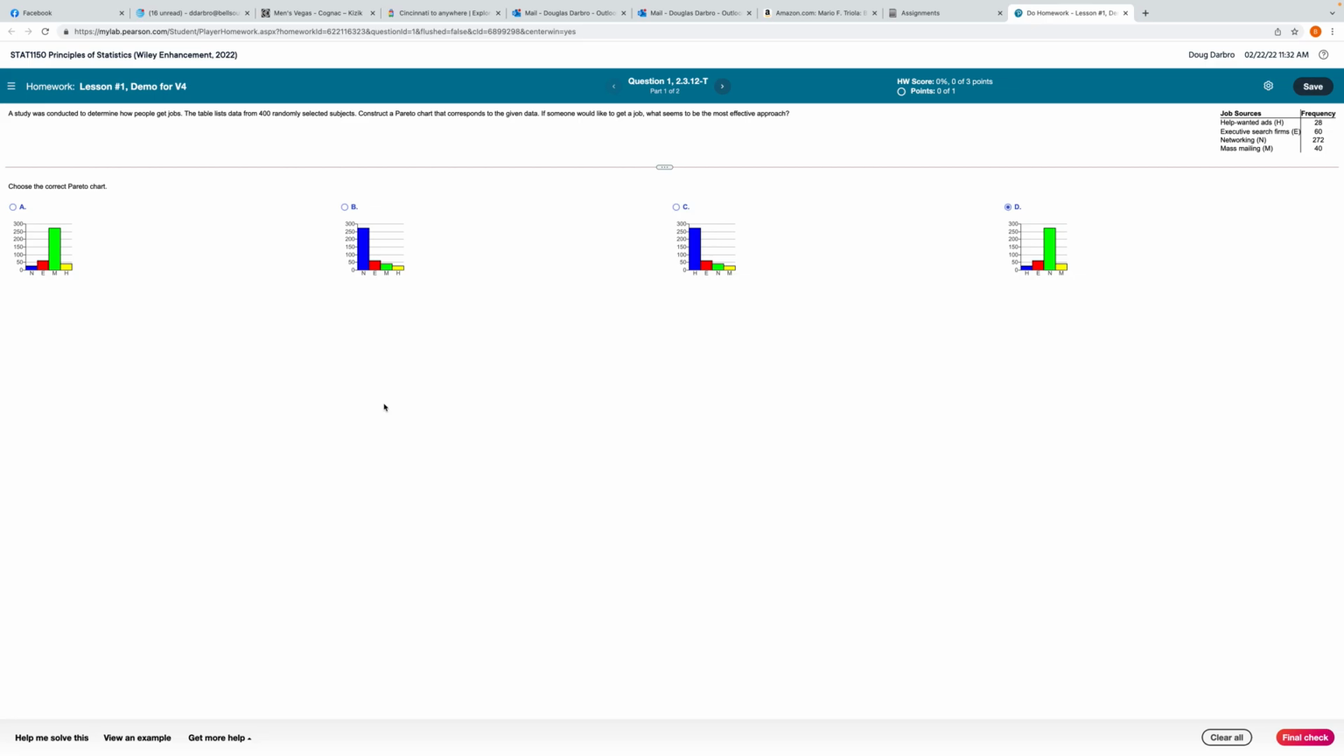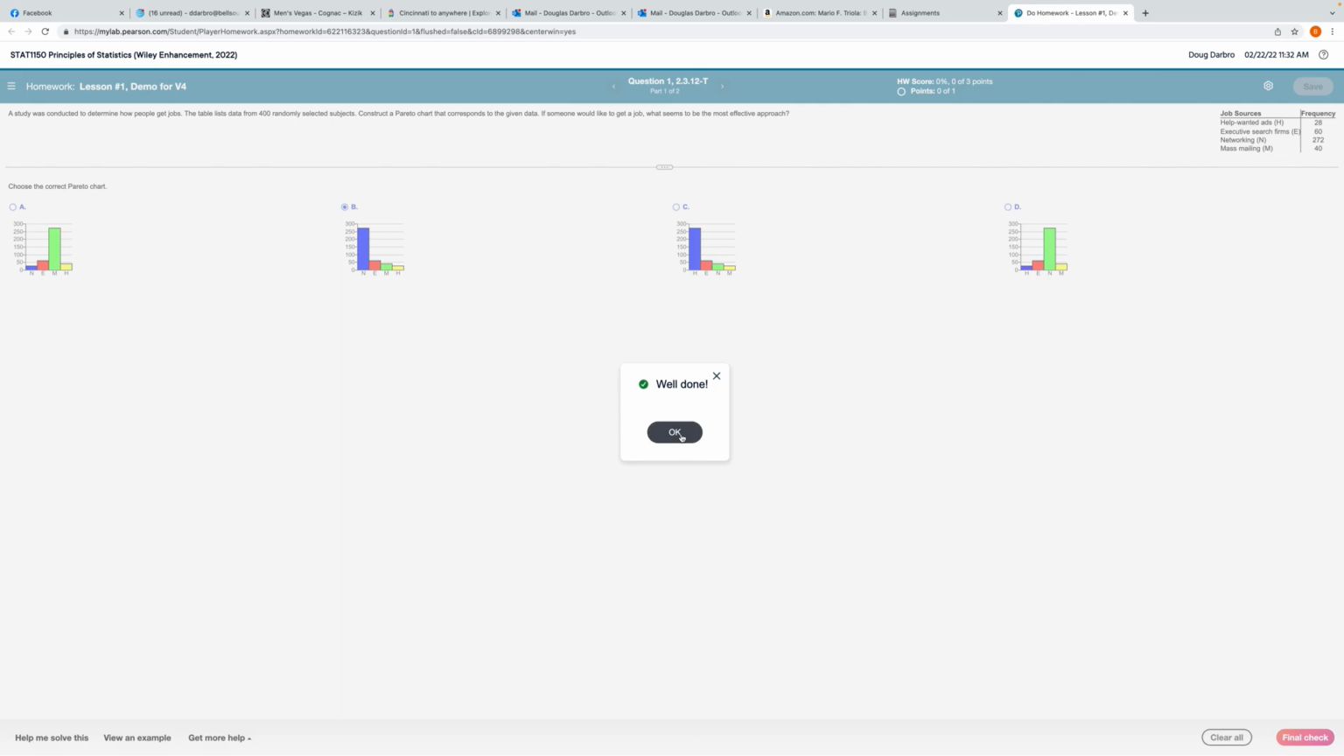Now, by definition of a Pareto chart, we have a decreasing presentation of frequencies. We don't have that here. We start with the lowest, it goes up a little bit, there's the highest, and there's the third, I guess the second highest. Pareto chart: decrease, decrease, decrease, decrease. So this must be the correct choice.